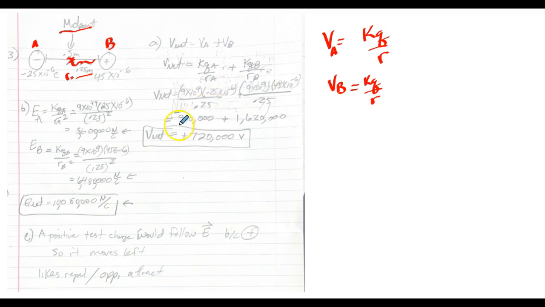If you do that value, I got negative 900,000 for that one. And then repeating it for 9 times 10 to the 9th, this time it's positive 45 times 10 to the negative 6 and a 0.25. I got 1,620,000 for that one, and that one's positive.